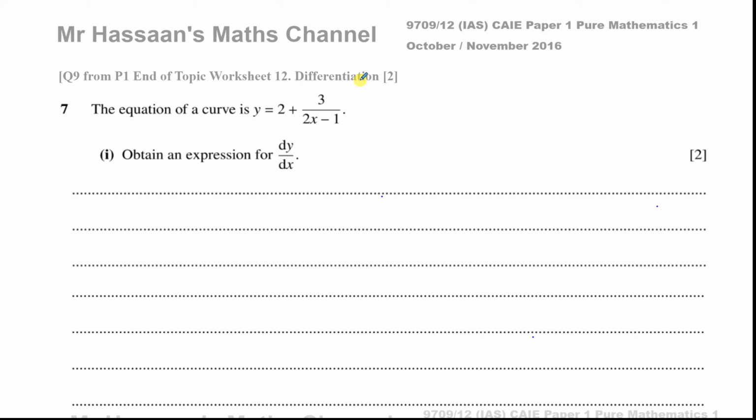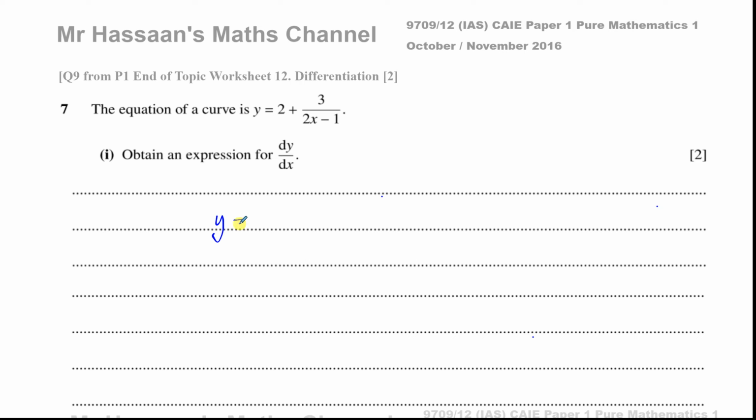We're told here that the equation of a curve is y equals 2 plus 3 over 2x minus 1. And we have to obtain an expression for dy dx. So we have to differentiate this expression. In order for us to differentiate the expression, first we must prepare it for differentiation.